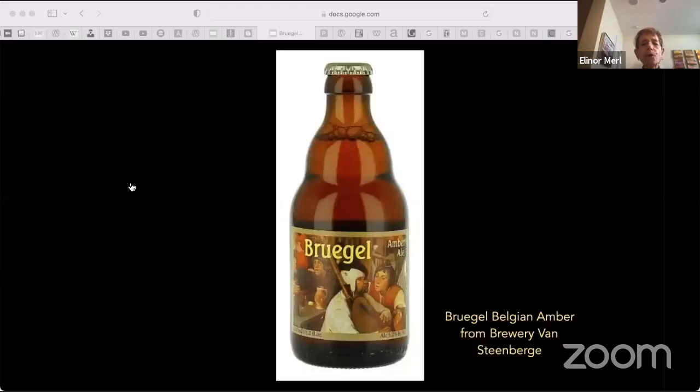This excellent work of art has been the inspiration for Bruegel Belgian Amber Ale from Brewery van Steenberg. The 5.2% alcohol by volume beer has a scene from the peasant dance on the label. So you see, Bruegel is still making his mark on today's society.